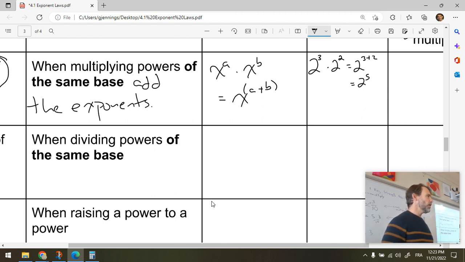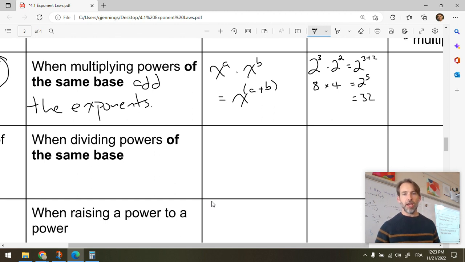Let's test it out a couple ways. What is 2 to the 5, if I multiply 2 by itself 5 times? It's 32. Well, let's take a look at the other side of the equation. That should be equal to 32. What's 2 to the 3? 2 times 2 times 2. 8. What's 2 to the 2? 4. What's 8 times 4? 8 times 4 happens to be equal to 32.